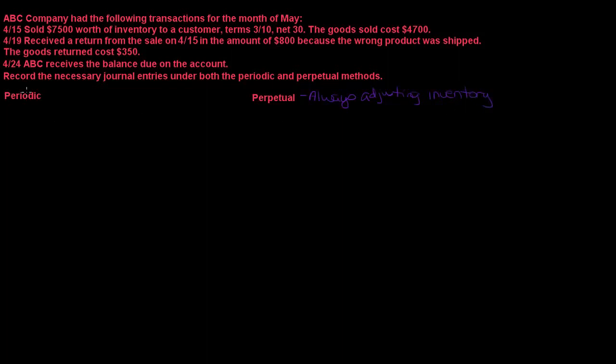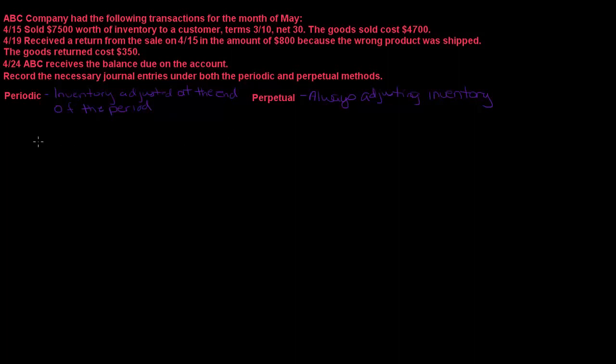The periodic method, think about the word periodic, right? It means periodically. So inventory is adjusted at the end of the period, which usually means at the end of the year. Okay, so under periodic, inventory is only adjusted at the end of the period. Perpetual, we are always adjusting inventory. So you got to kind of think in that mindset when you're doing your journal entries.